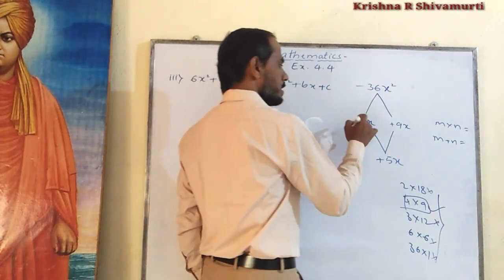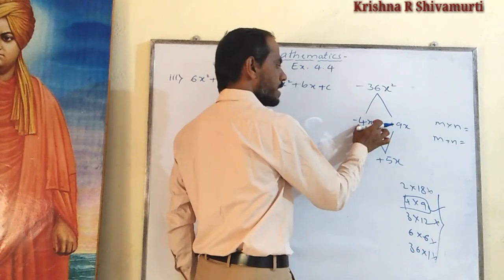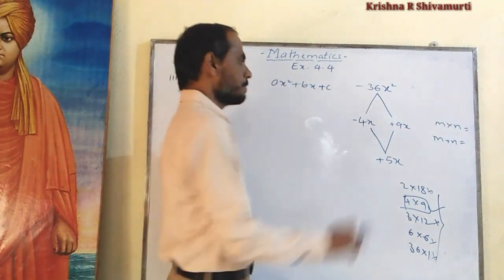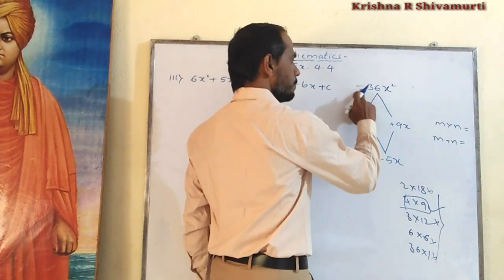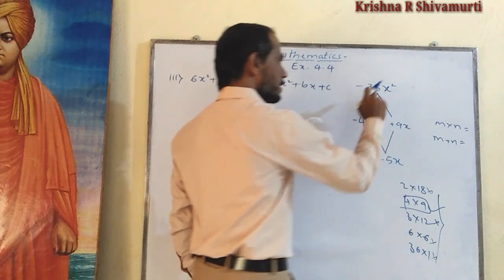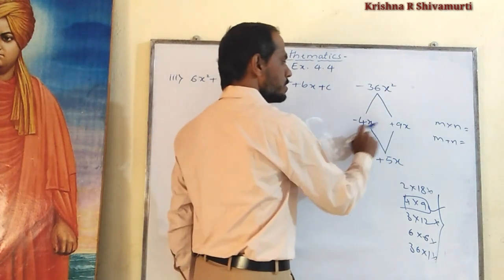This number is negative. In plus 9x minus 4x, subtracting will give plus 5x. Okay. Minus into plus, minus; 4 9s are 36, x into x, x square. We got this for the two numbers I chose.